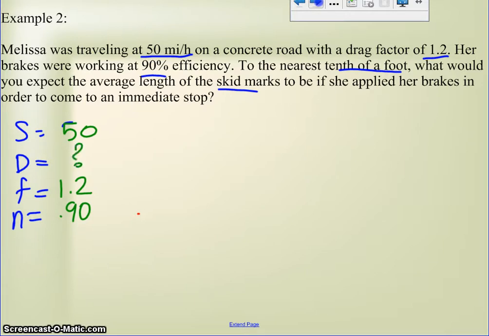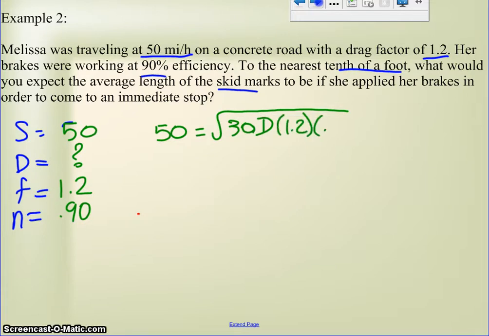And what we're looking for is the skid distance. So plugging that in, I've got 50 equals the square root of 30 times d, and let me make that look a little bit more like a d so it's not confusing, times 1.2 and times 0.9. Now when I multiply those values together, I get 50 equals the square root of 32.4 d.